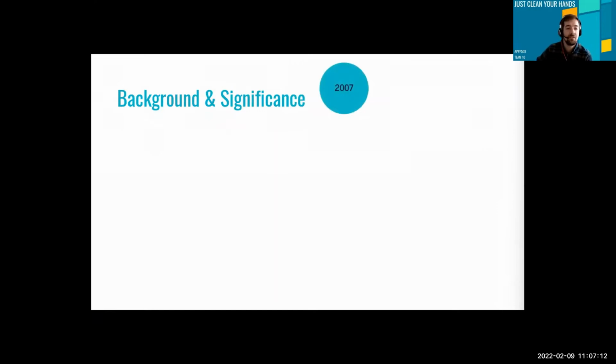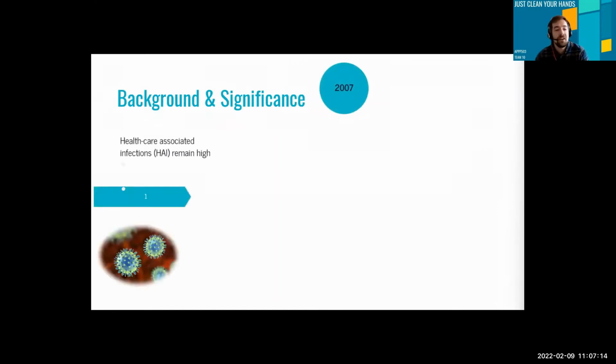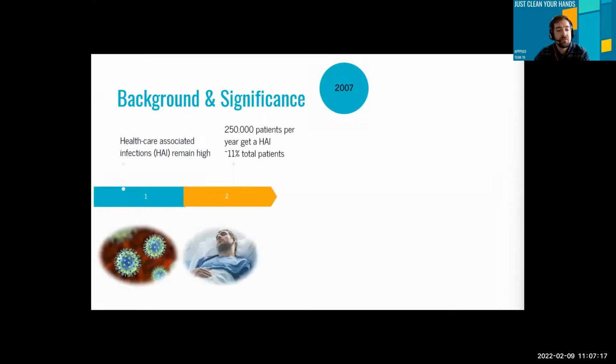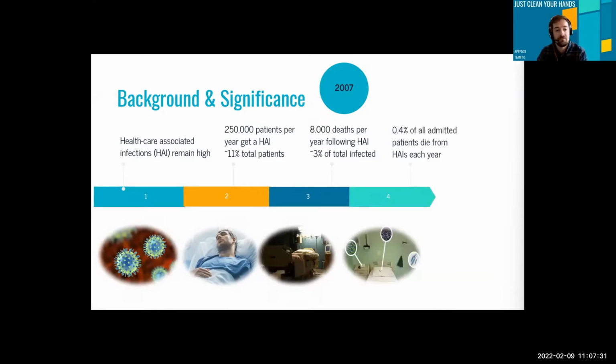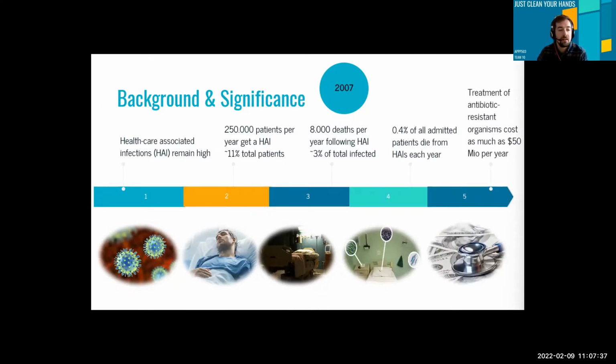Fast forward to the year 2007. Healthcare-associated infections still remain high, and about 250,000 admitted patients in Canada per year get infected during their hospital stay. This results in about 8,000 deaths, which is still about 0.4% of all admitted patients. Compared to the mortality rate of less than 1% in the 1800s, that's not really considered a huge improvement. On top of that, antibiotic-resistant organisms also cost more than $50 million per year and are a serious threat to the healthcare institutions. And now I pass to Binwen to give us a bit of an analysis of the program.